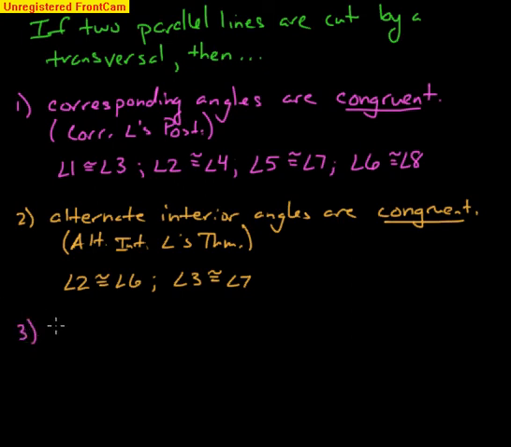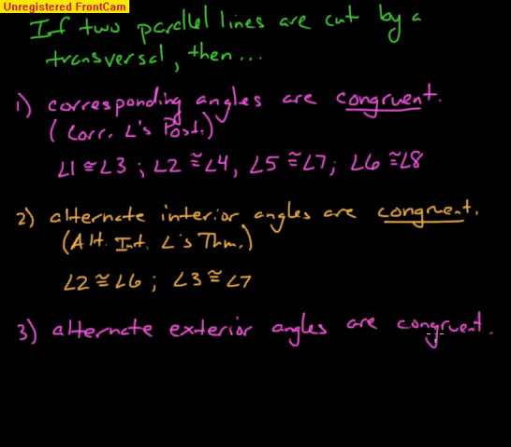We'll go to the alternate exterior angles. If two parallel lines are cut by a transversal, then alternate exterior angles are congruent. And again, we'll call this the alternate exterior angles theorem.